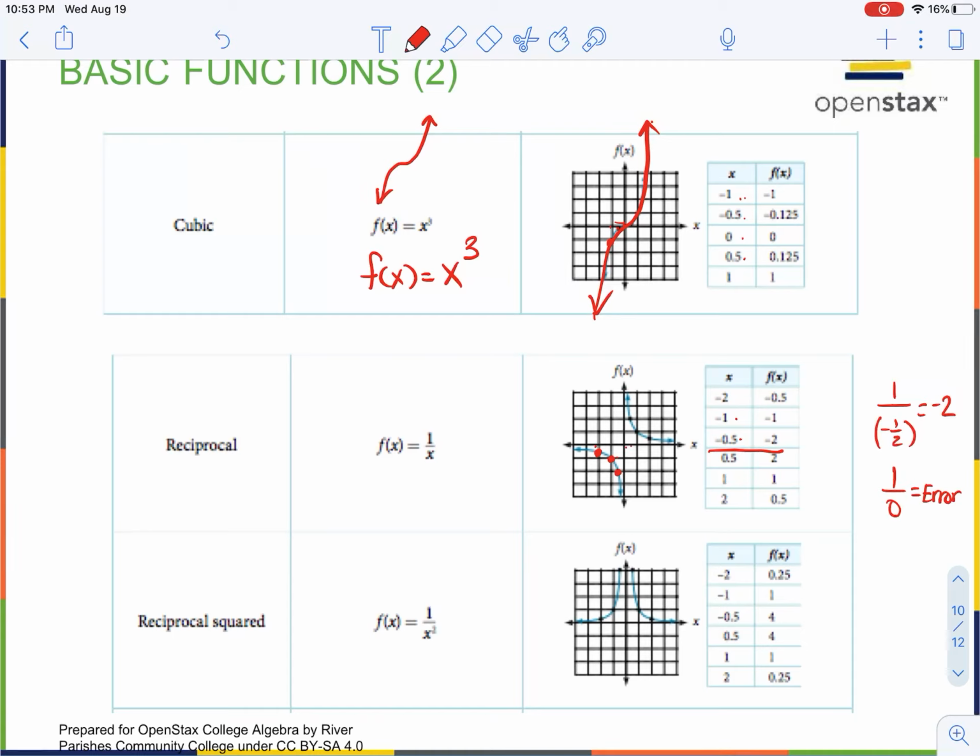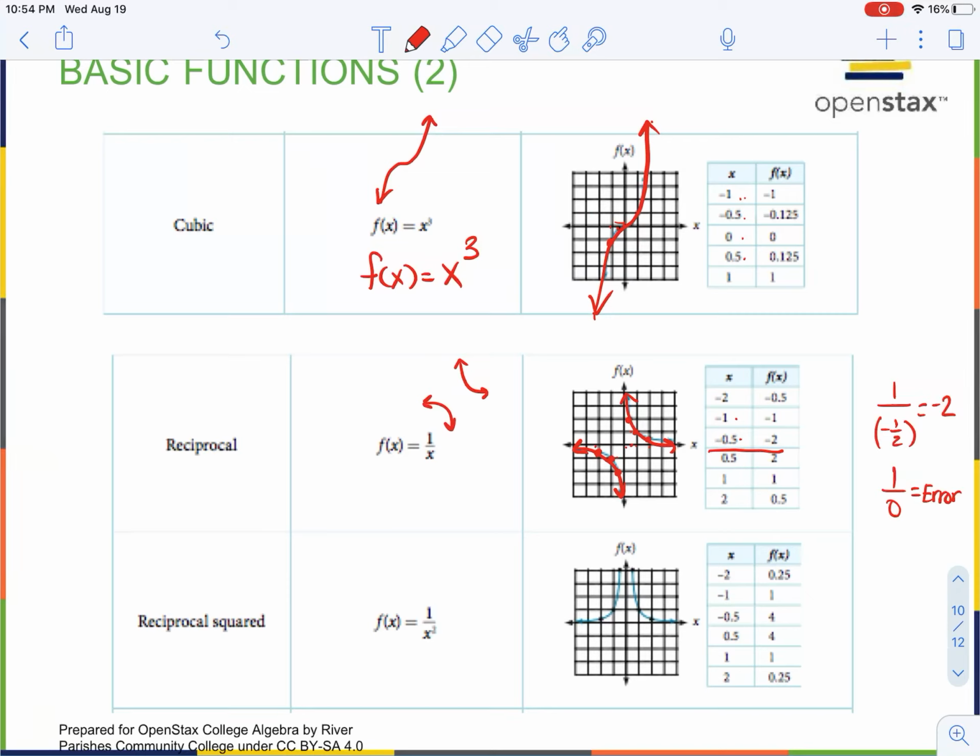0.5, 1 over 0.5 is 2, so go over 1/2 and up 2. 1 over 1 is 1, so 1, 1, and then 2 makes it 1/2. And so what this does is it makes a curve on either side, like that. So this graph looks something like that. And let me fix that a little bit. There you go. Looks kind of like that.